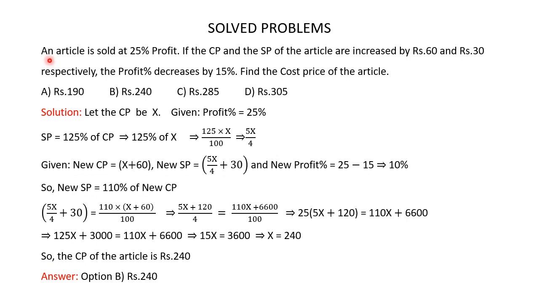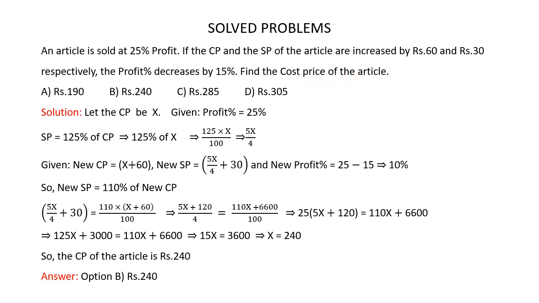An article is sold at 25% profit. If the cost price and selling price of the article are increased by rupees 60 and rupees 30 respectively, the profit percent decreases by 15%. Find the cost price of the article. Here you are given 4 options and you have to find out which of these options is the correct one. So here you're asked to find the cost price of the article.